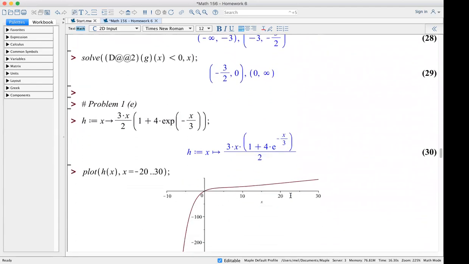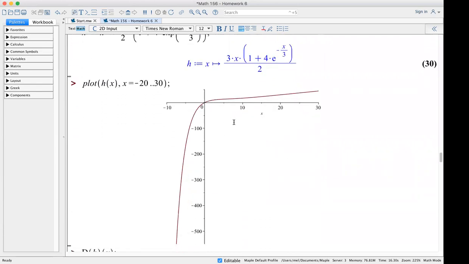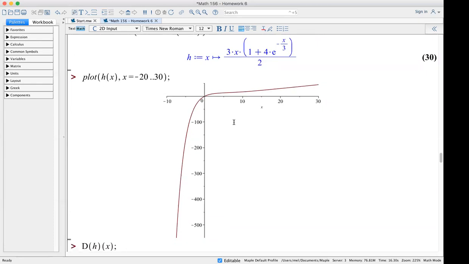Okay. In problem 1e, this is the function. The graph looks like this.